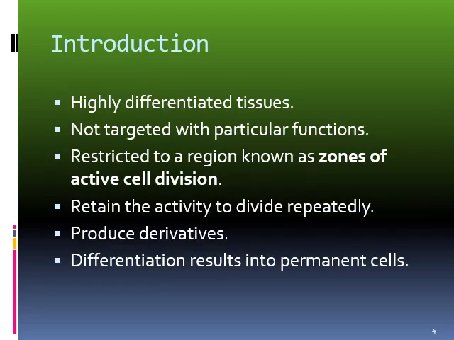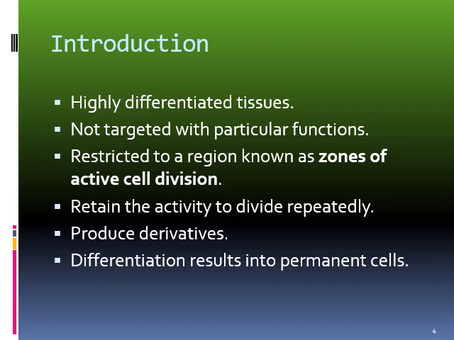We introduce meristem as these are the highly differentiated tissue made up of immature cells which have not been targeted with any particular function are known as meristems. These are restricted to the regions in the plants which are known as zone of active cell division. So presence of cavity of division is due to meristems.